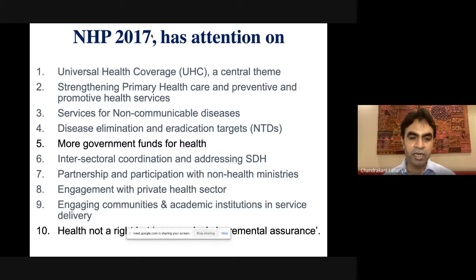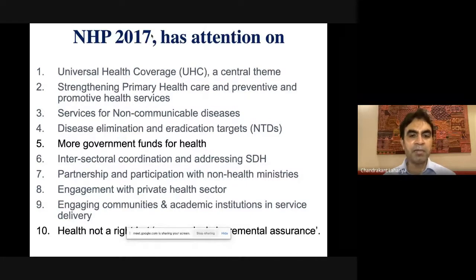The next point is that it's not only collaboration or coordination, but establishing partnerships and engaging other sectors in health policy formulation, and engaging in their policy formulation from the health sector. This is called the Health in All Policies approach, HIAP, and the policy proposed this.